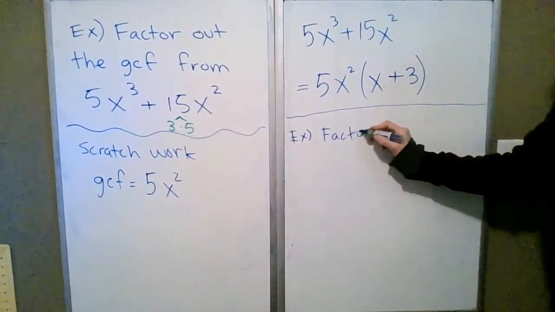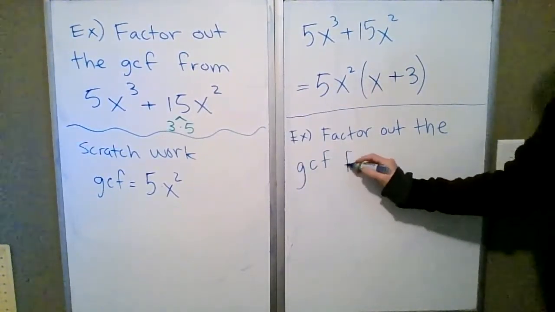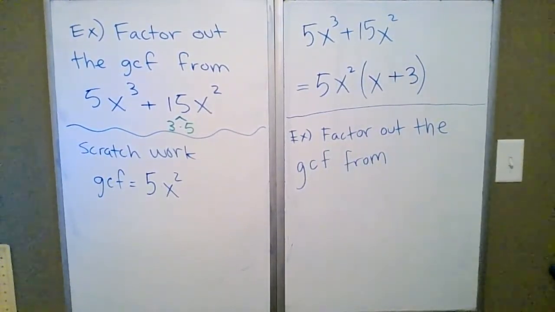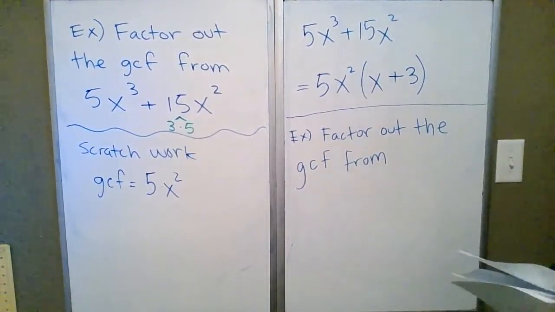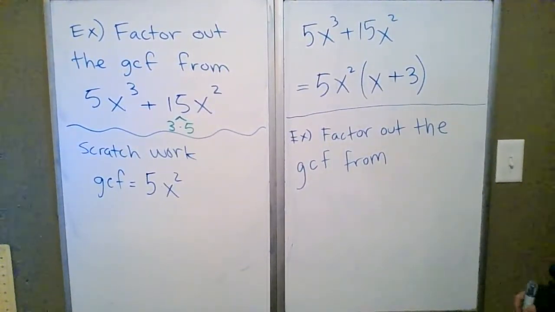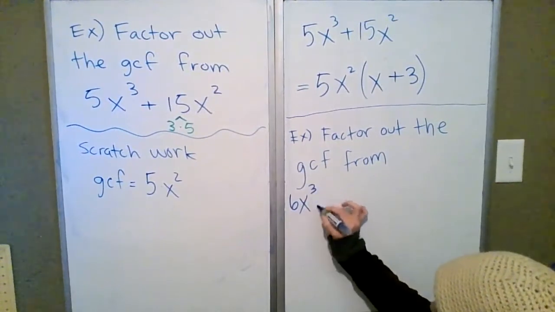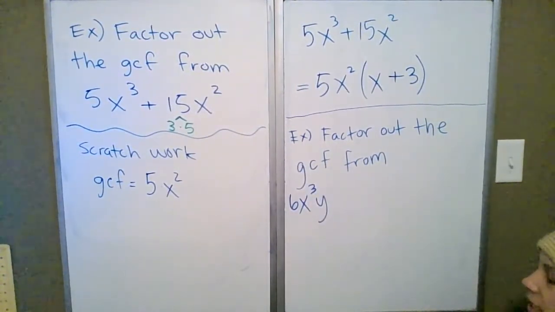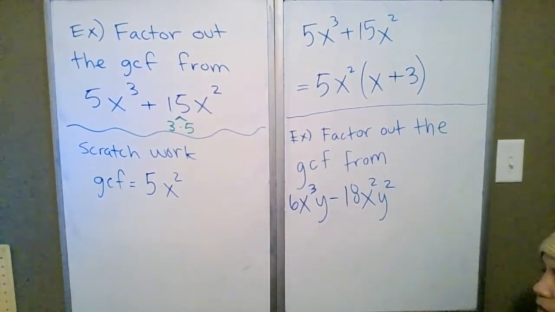Factor out the GCF. Let's go with 6x cubed y minus 18x squared y squared plus 12xy cubed.